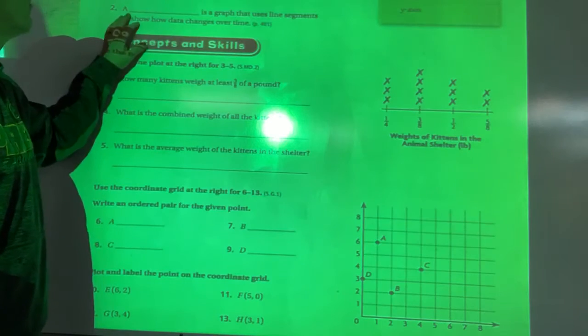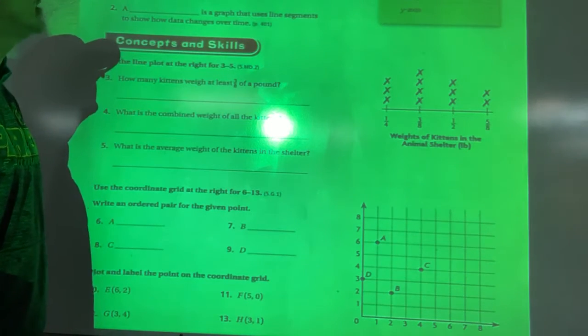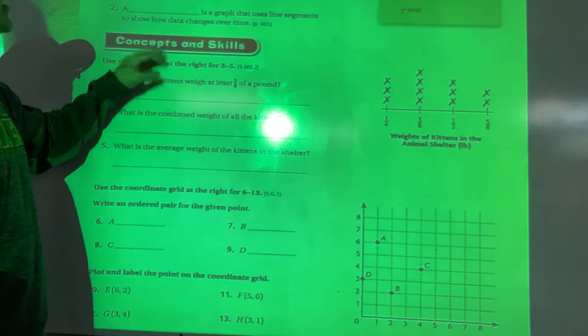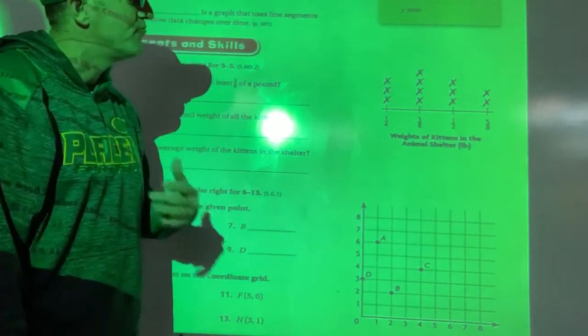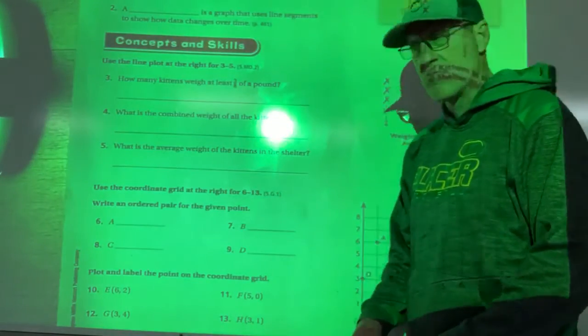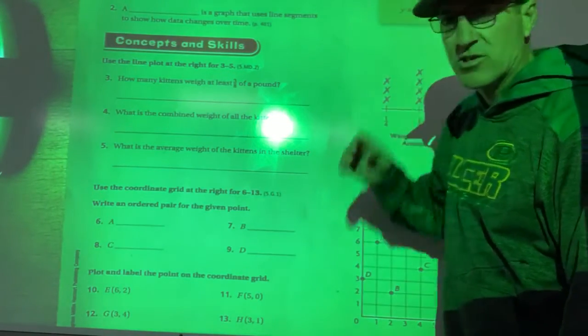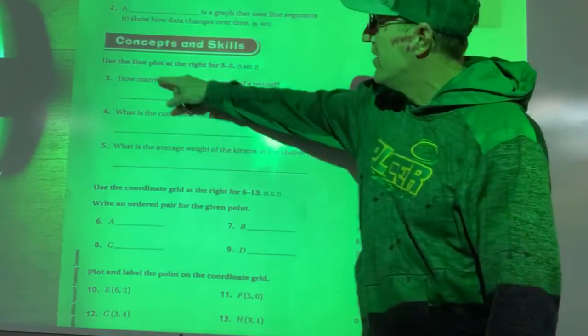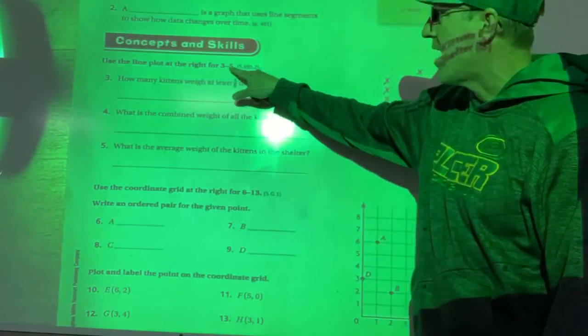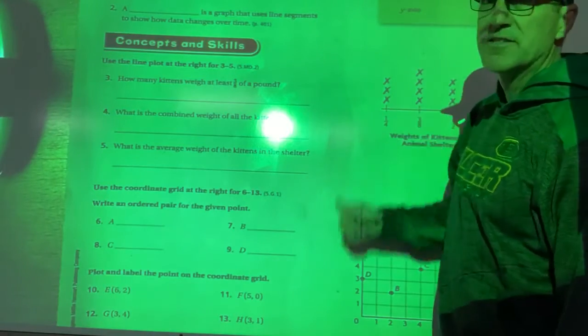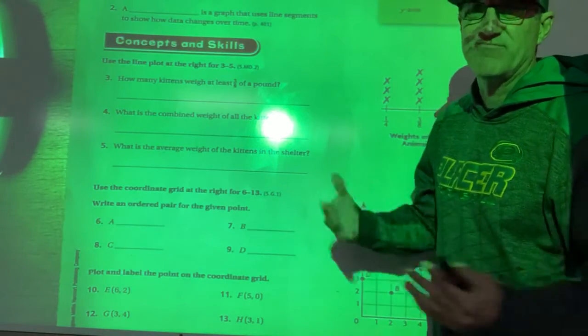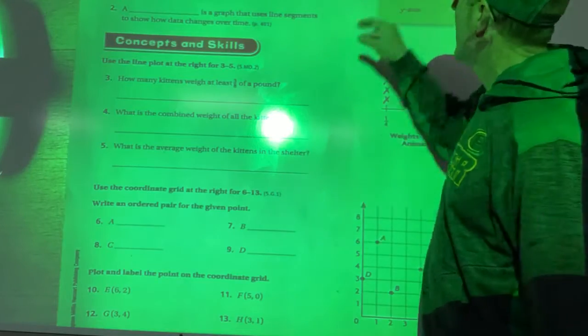And then finally, blank is a graph that uses line segments to show how data changes over time. Well, it's either a line plot or a line graph. Strategy? Well, it does say graph in it, right? And sometimes you get the answer to questions by looking further on. It says use the line plot at the right for 3 to 5. That's a line plot. So what must it be if I connect lines on it? Okay, so that should be easy to figure out.